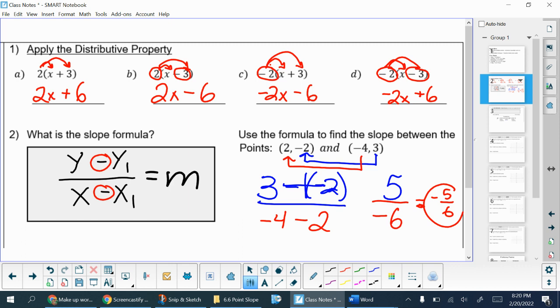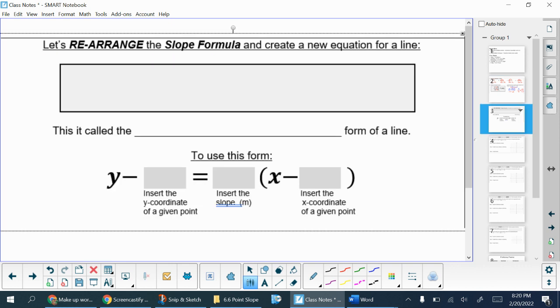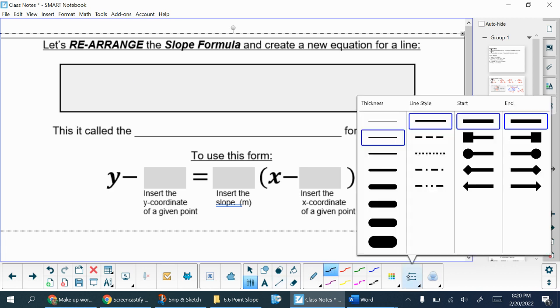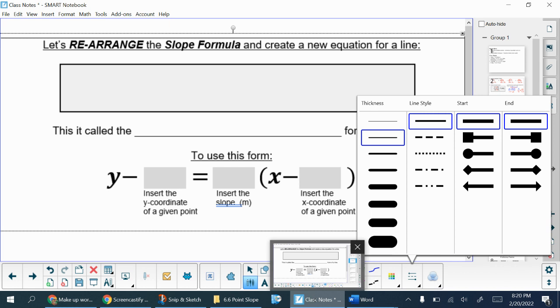Okay, so those are the things we've got to be able to do. Let's take a look at point slope form. The first thing we're going to do here is rearrange the slope formula. So we're actually starting with this equation, m equals. Let's do purple. Why not?